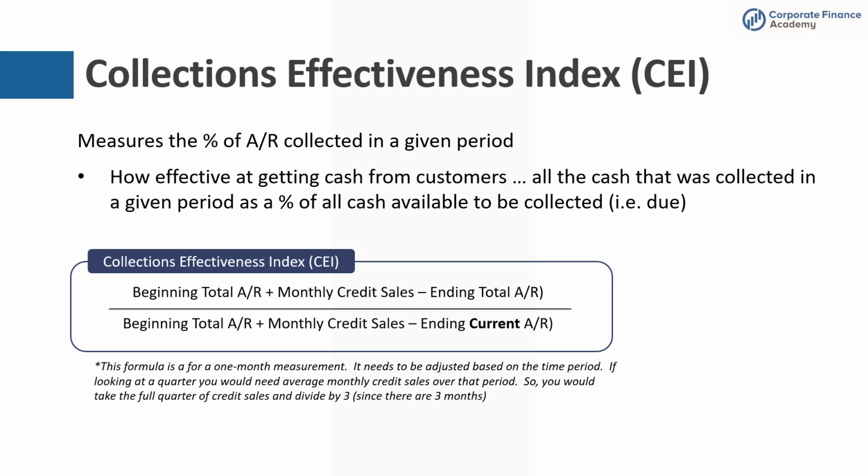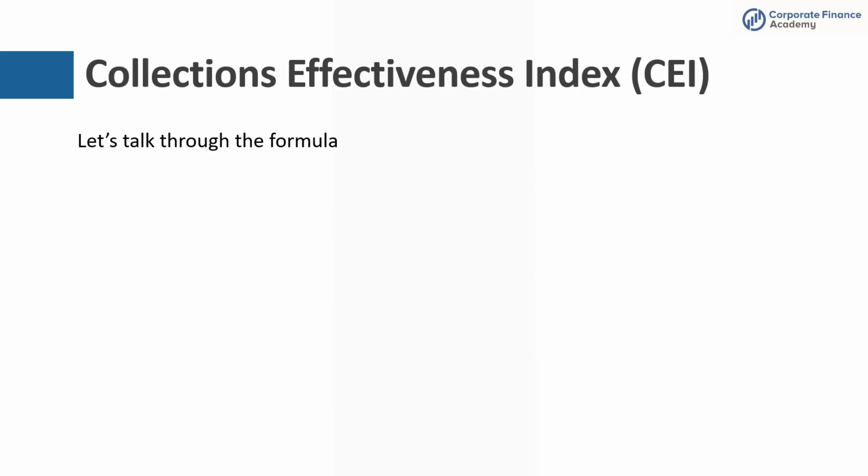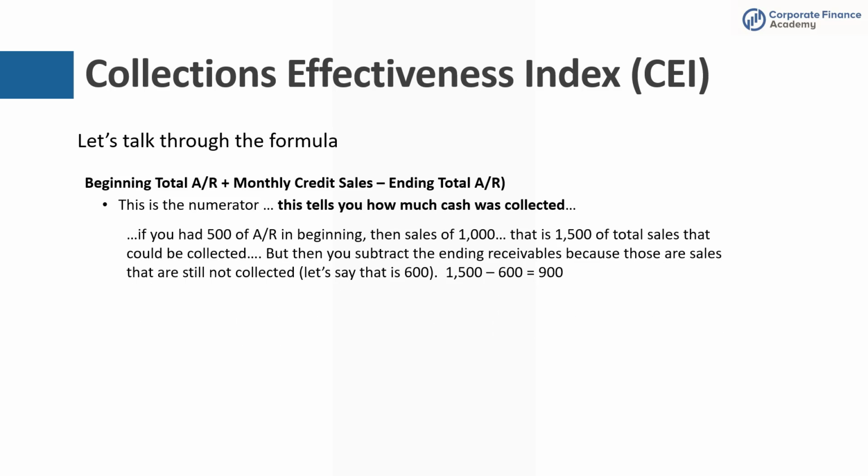So if you were looking at a full quarter, for that monthly credit sales number, you would take the full quarter of credit sales and divide by 3, which would give you an average monthly credit sales. So that's one thing you need to keep in mind if you do this over a different time period. So let's talk through the formula. The numerator of the formula is beginning total AR plus monthly credit sales minus ending total AR.